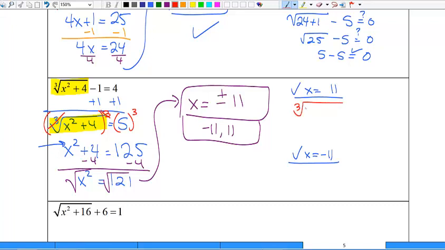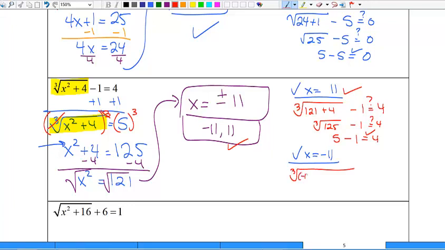The cube root of 11 squared, well, that's just 121, plus 4, then subtract 1 is supposedly equal to 4. So this is the cube root of 125 less 1 is supposedly equal to 4. The cube root of 125 is 5. Well, look at that. This one certainly does work. The 11 works.